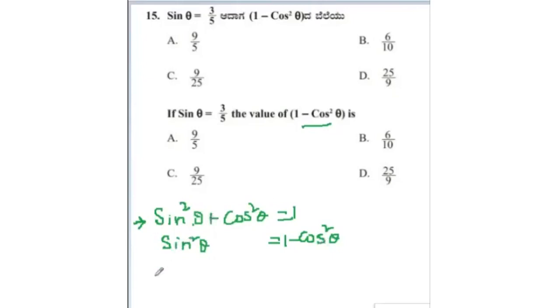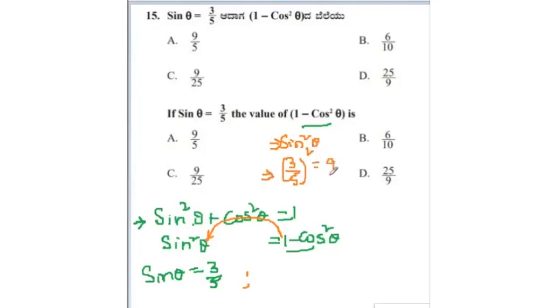In the question, the condition given is sin theta is equal to 3 by 5. They are asking to find 1 minus cos square theta, which is nothing but sin square theta itself based on the identity. So sin theta is 3 by 5, sin square theta will be 3 by 5 whole square, which is nothing but 9 by 25. You all know that 3 square is 9, 5 square is 25. Correct option among these four is C, 9 by 25.